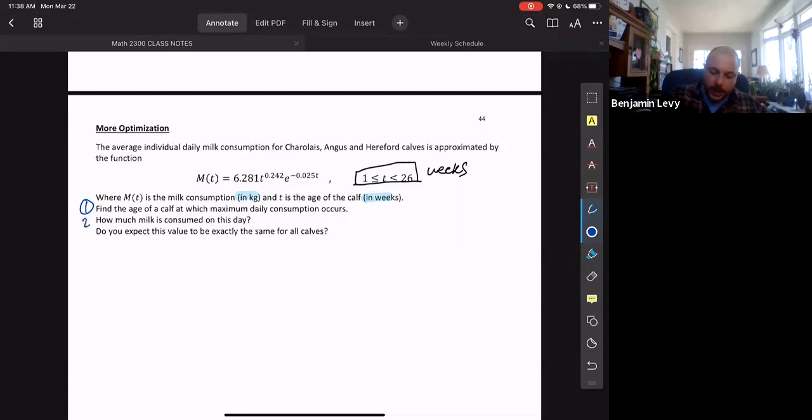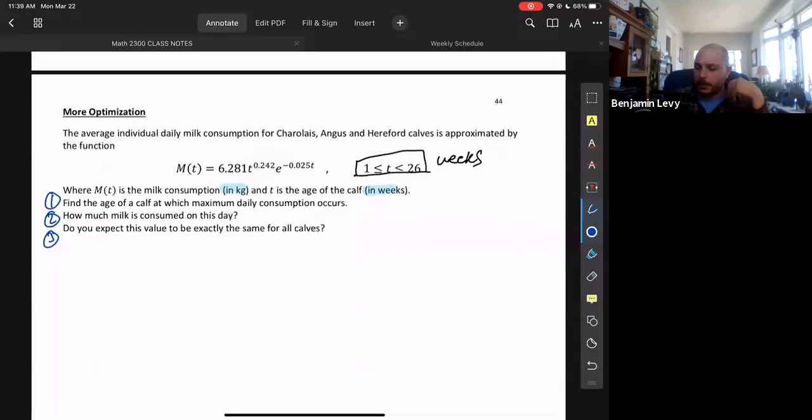The second question we're going to answer is how much milk is actually consumed. And the third part is just a conceptual question. Do we think that this is going to be the same value for all these calves, or, thinking about how much do we trust these answers, right? So there's no right or wrong answer to that one, just thinking about what we're doing and what the interpretation is. And so again, I'm going to break you up into groups and let you think about this one yourself a little bit.